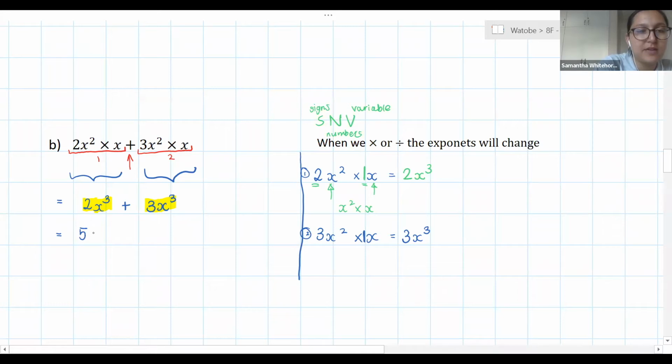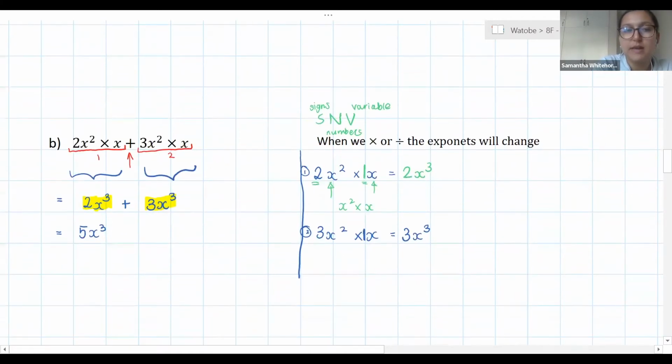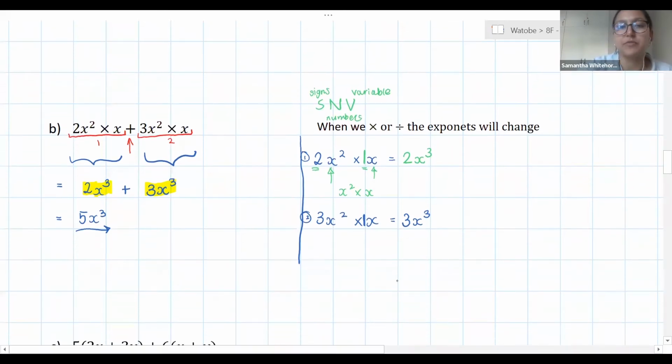It is 5x cubed. Remember, when we add or subtract, the exponent doesn't change. So it's going to stay x cubed. But the 2x cubed plus 3x cubed means I've now got a total of 5x cubed. And so if we follow our steps, we're going to be able to easily simplify our expressions. Okay, I'm just waiting here in case anyone wants to take a screenshot.